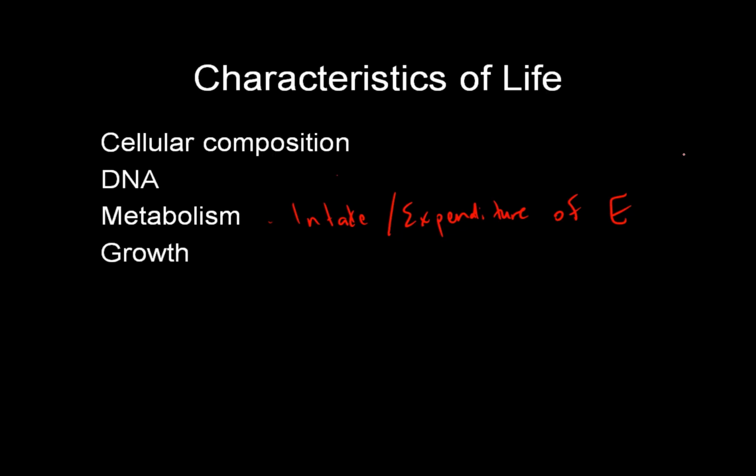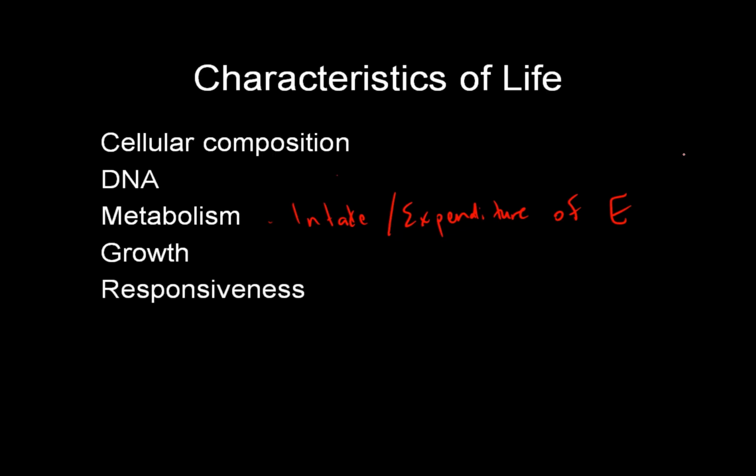Next one is growth. Everything that we know of that's alive grows. It gets bigger, either because the cell gets bigger or because it divides by various mechanisms of division to produce a bigger organism. So all living things grow, and of course they eventually die. So death comes into growth as well.